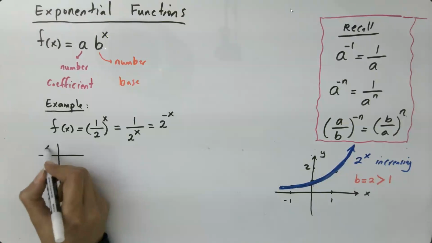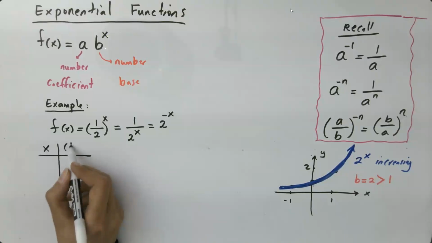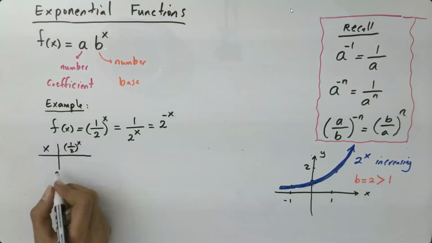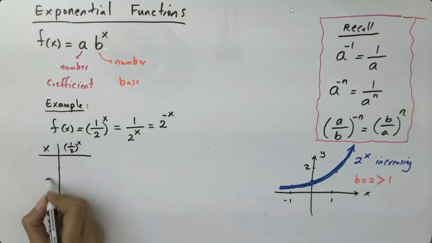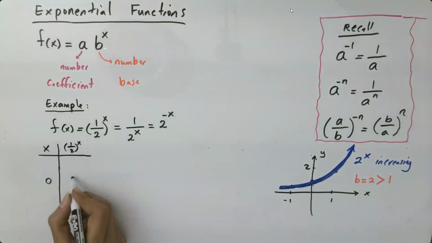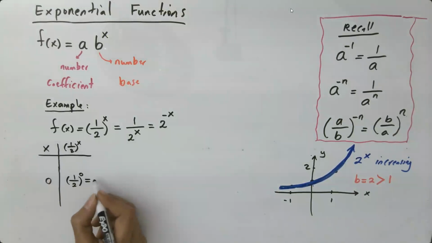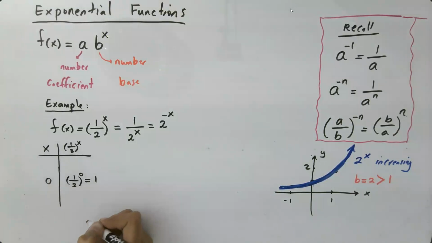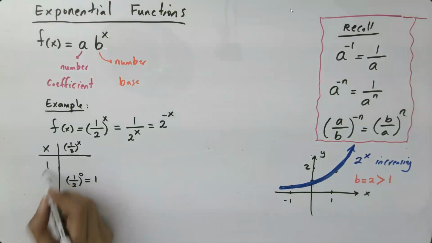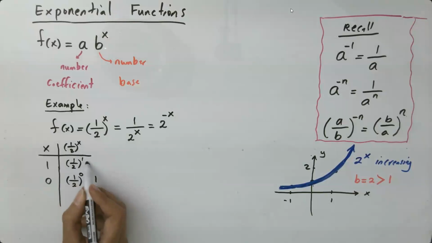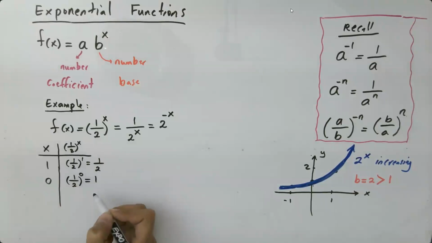This is my x on the left and a half to the power x on the right hand side. These are your y values. Let's plug in different values for x and evaluate the function. If x is equal to 0, you have a number to the power 0, which is just 1. Okay, so far so good. Let me plug in a positive number, like 1. If I plug in 1, I get a half to the first power, which is equal to a half.